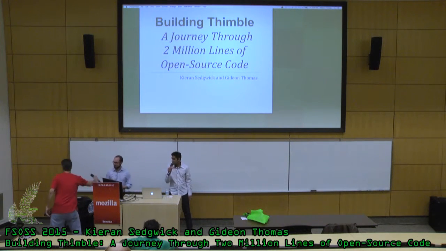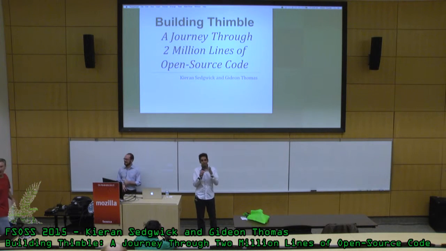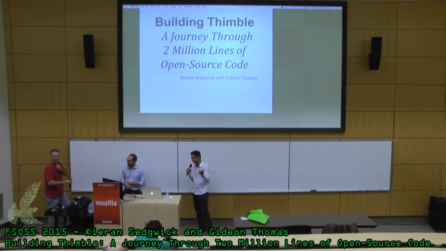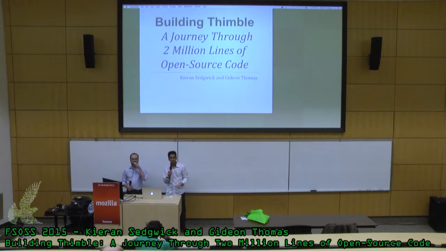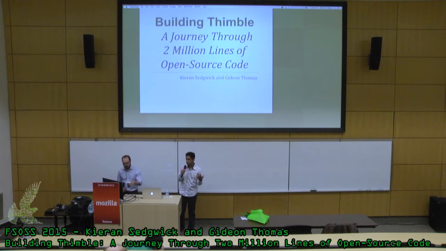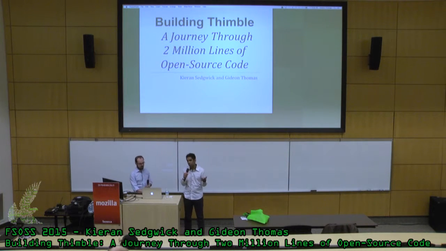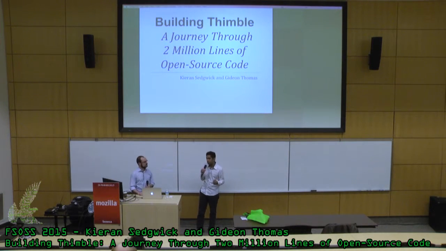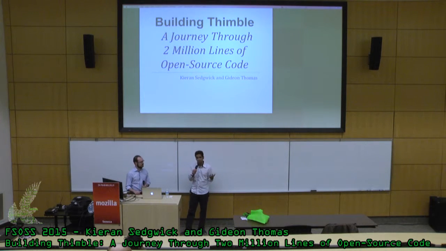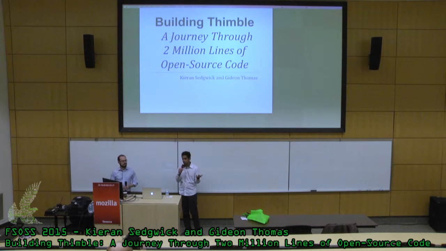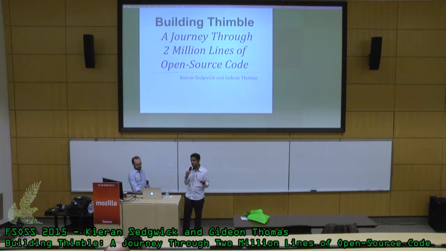So, thank you very much, especially for coming here today at 9:30 a.m. I'm Gideon Thomas, and this is Kieran Sedgwick. We're part of the Mozilla team at CDOT, and we're here today to really tell you a story about how we built Thimble, this cool new app that we have, and a journey through 2 million lines of open source code that we went through to accomplish this feat. We also would like to cover a few lessons that we learned through this process and impart that knowledge onto you. So before we get started, let's start with a little bit of context.